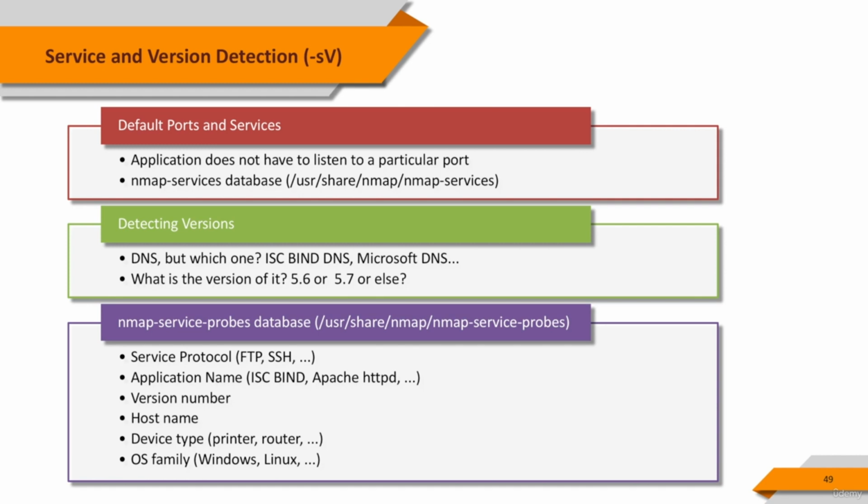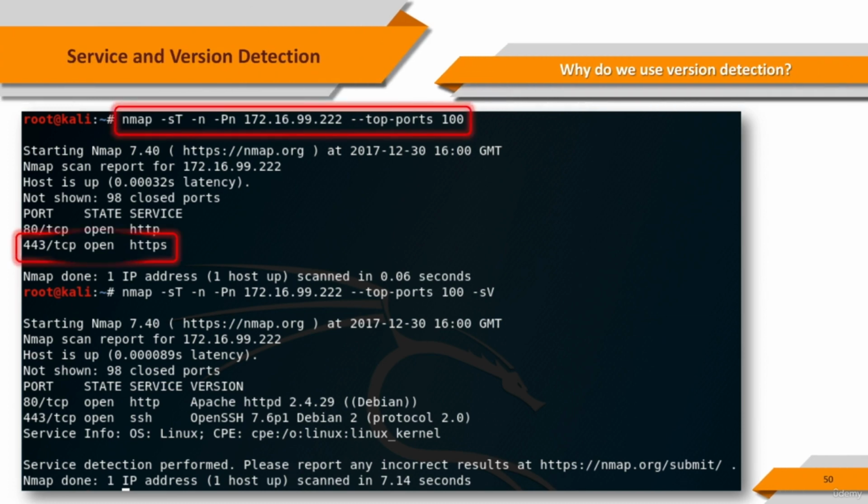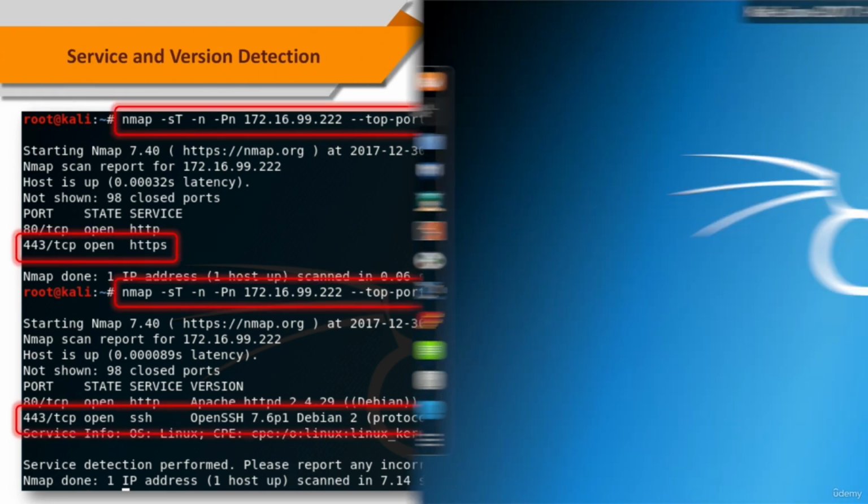The version number, host name, device type, something like a printer or a router, and the OS family, you know what that is, Windows, Linux, etc. So let's see how to use service and version detection in Nmap and why it's important.